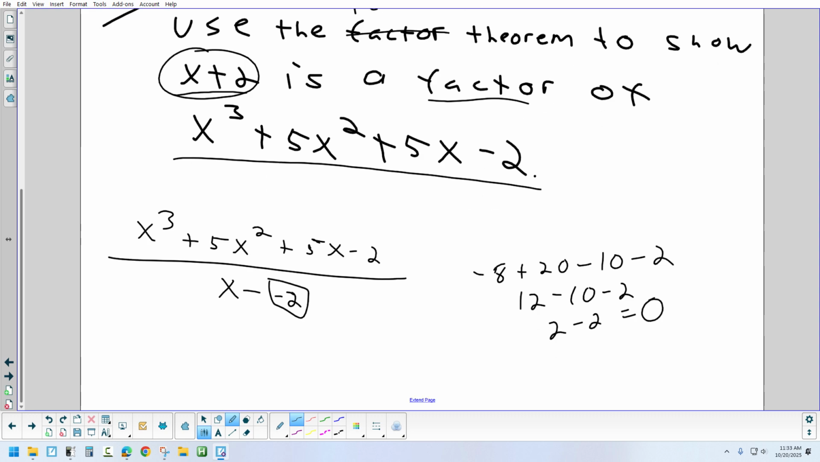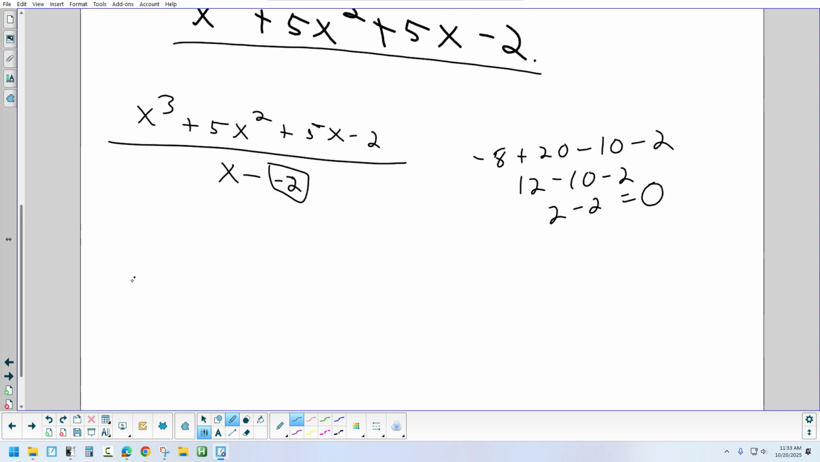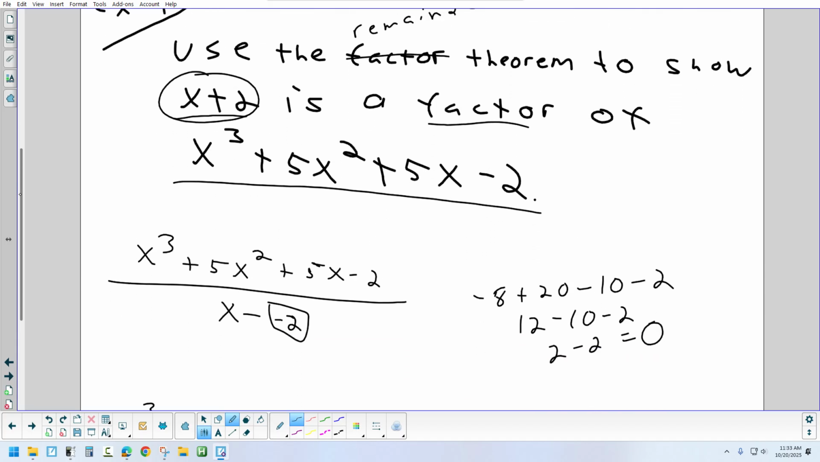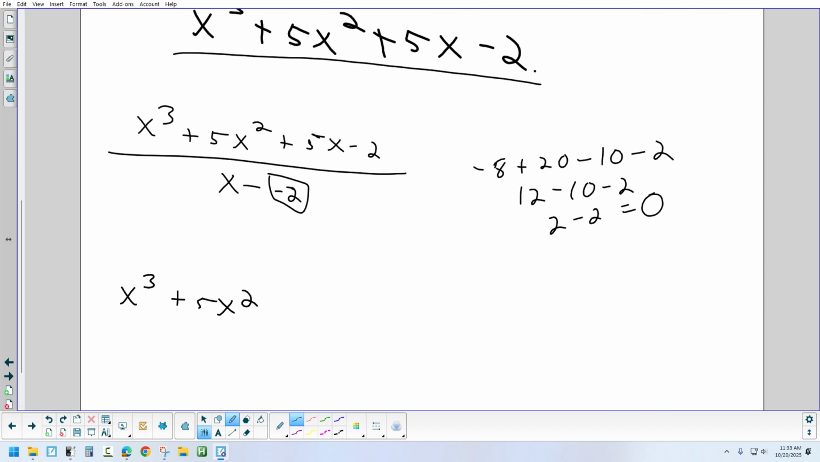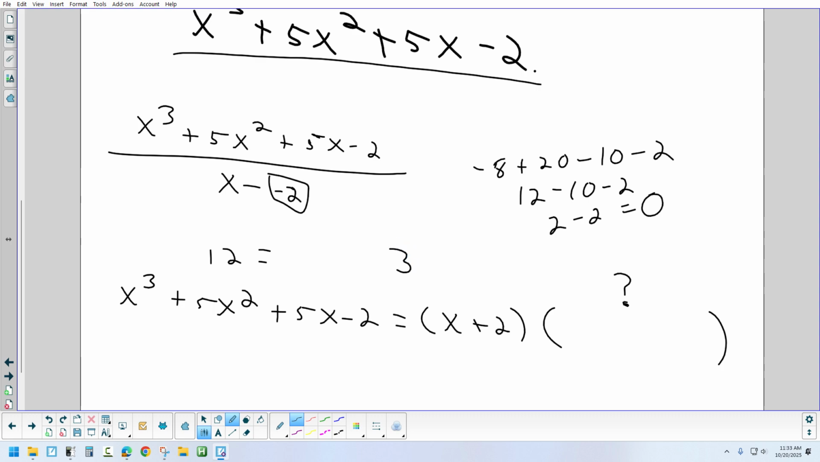So now, if we had to factor that, x cubed plus 5x squared plus 5x minus 2, one of your factors is x plus 2. How would you get the other one? This is like when I told you at the beginning of class, I want you to factor the number 12. 3 is a factor. So now you know one of them. How do you get the question mark? Yeah? You divide. Yeah, you divide.